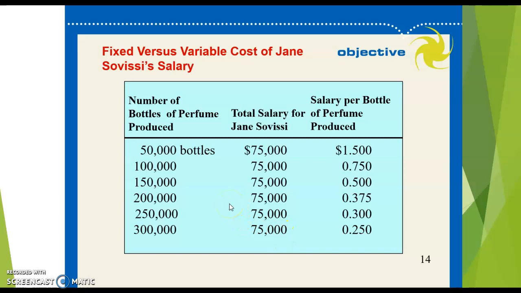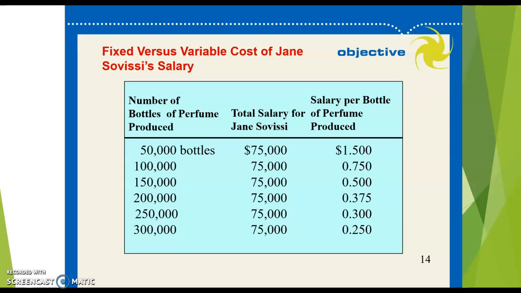Now, if we want to figure out how much of her salary, because that would be an indirect cost, right? She's a supervisor, so that would be indirect labor. So it's not like her salary is being divided into all the bottles as part of the cost of the bottles. As indirect labor, it goes into overhead as part of the overhead cost.